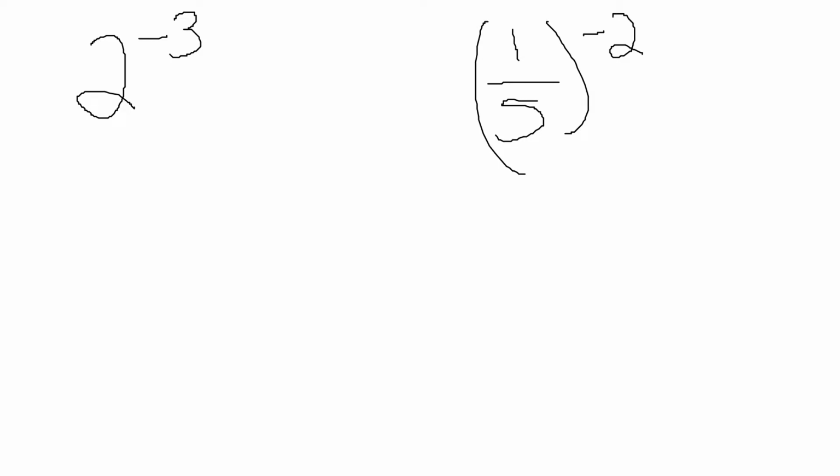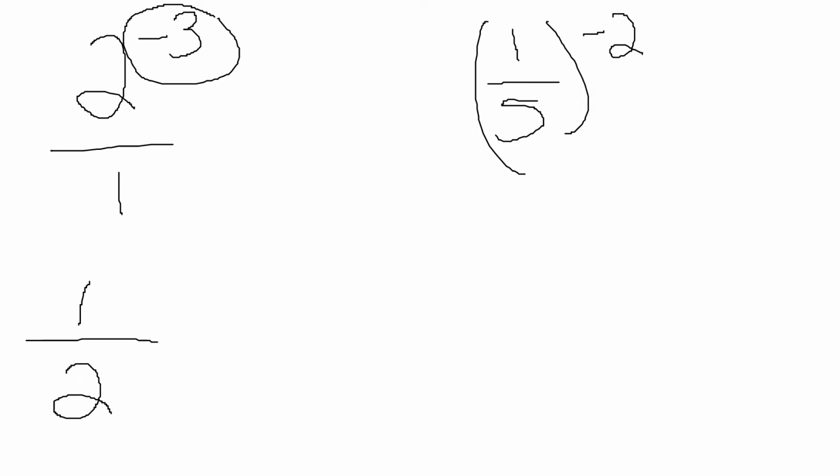We're going to make it a fraction if needed. We do that by putting it over 1, and now we flip. The bottom becomes the top, and the top becomes the bottom. When this exponent flips sides, the sign changes and it becomes a positive. So this becomes 1/8.